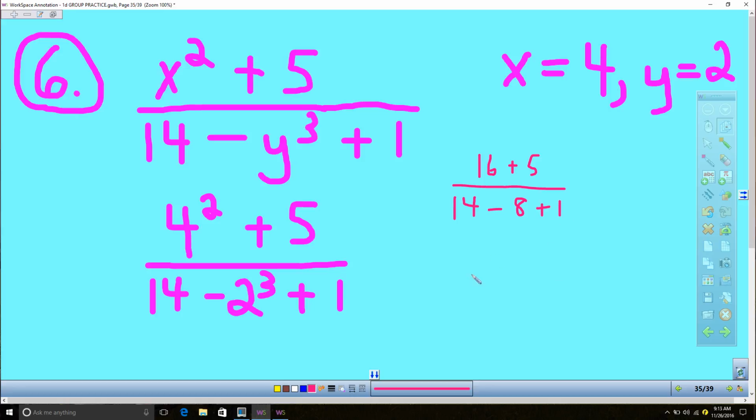Okay. Now I'm going to do one step again on the top. 16 plus 5 is 21. I'm going to do one step on the bottom. I'm going to subtract first because it comes first. Subtraction and addition are equal. I'm finished on the top, so I'm just going to bring down the 21. 6 plus 1 is 7. And now 21 divided by 7 can be simplified. So the final answer is 3.